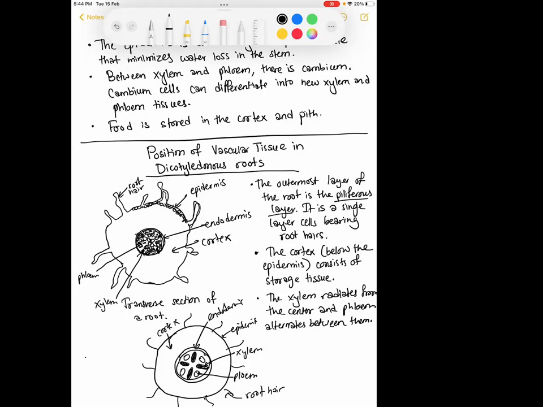Just so you know, I don't know if you have the same syllabus, but this is also called the pericycle, just inside the endodermis.